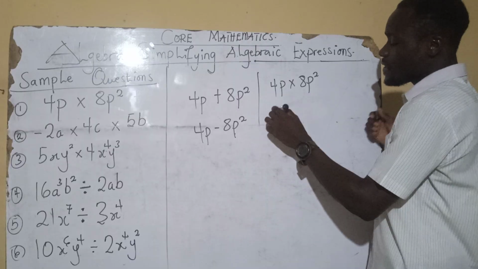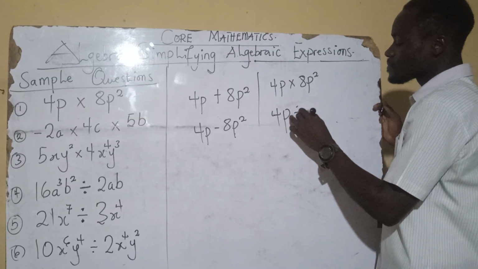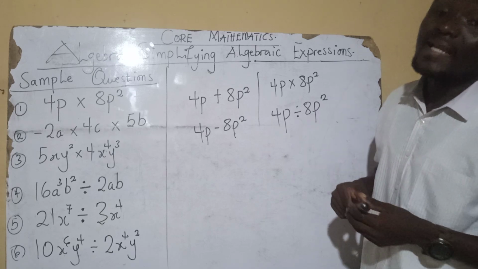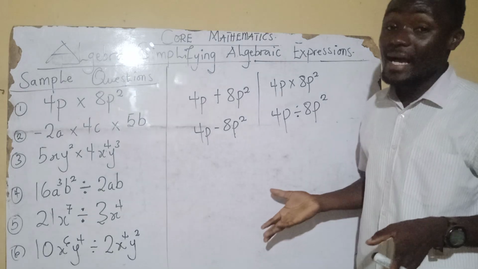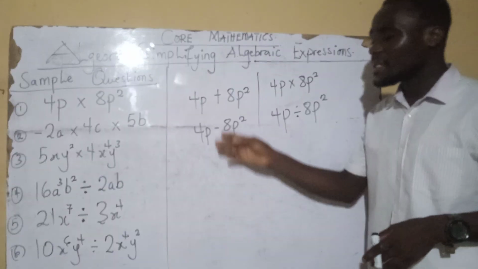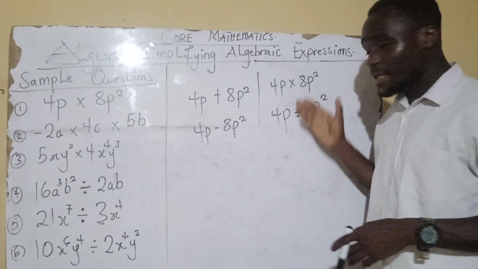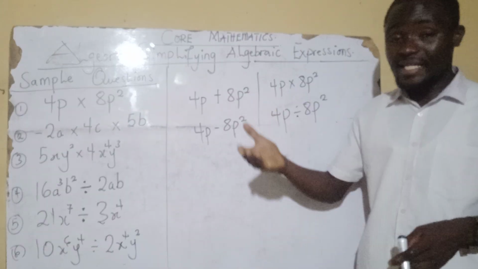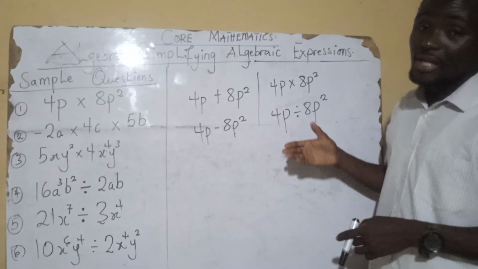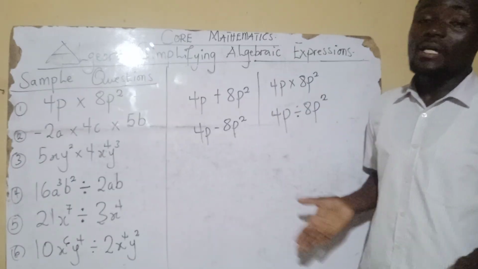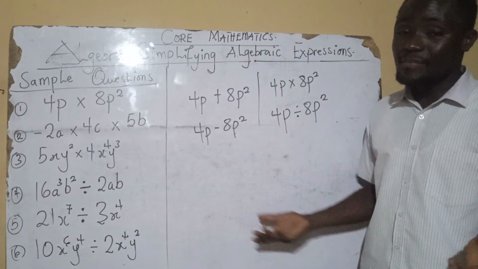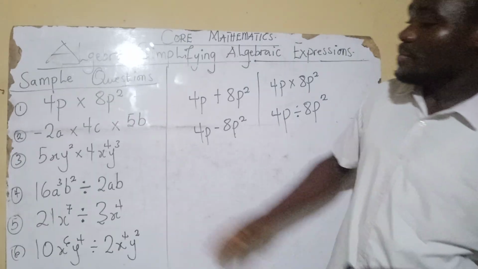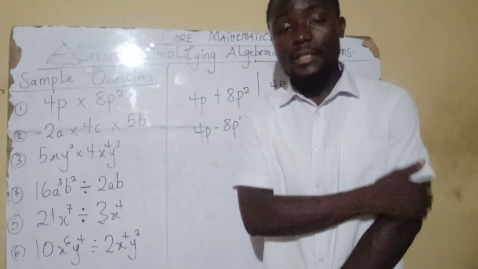Now, if it is dividing too, we can divide. Whether they are like terms or not, we can still divide. But addition and subtraction is quite different from multiplication and division. Addition and subtraction goes with like terms, and multiplication and division does not depend on like terms and unlike terms. It multiplies whether they are like terms or unlike terms. Thank you for your understanding. Now let's proceed with how to solve question number 1.